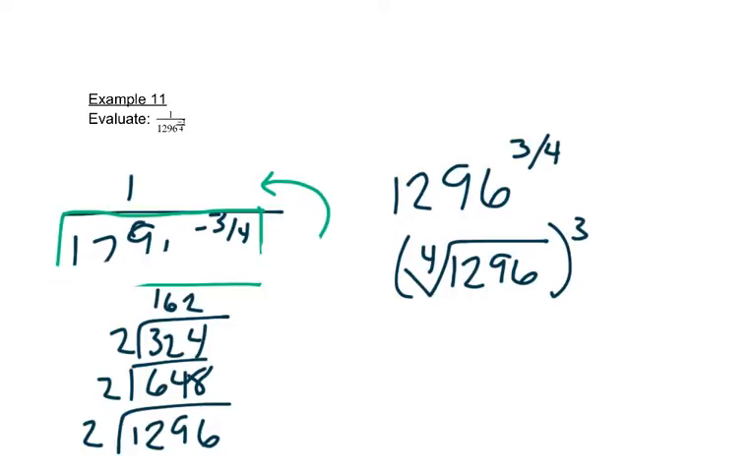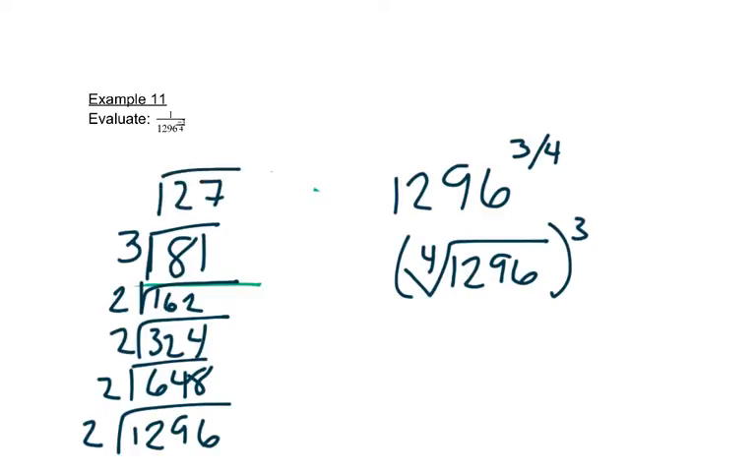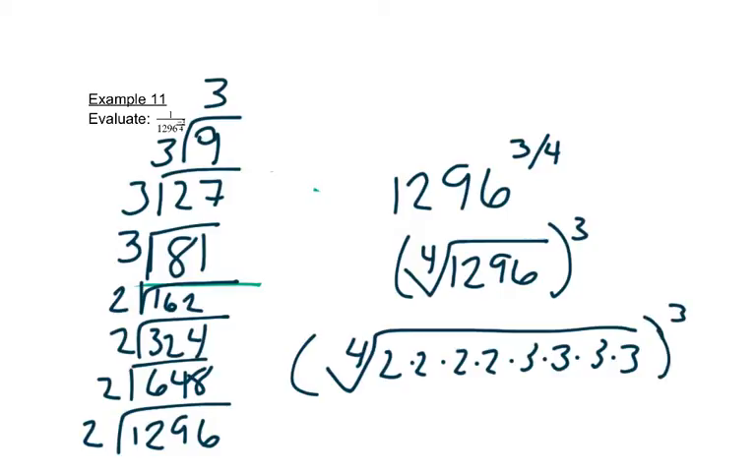Let me erase this to give me a little bit more room. And this is still even, so I'm going to divide that by 2. Now 81 isn't even, so I can try 3. And that gives me 27. I can divide 27 by 3, and that gives me 9. And I can divide 9 by 3, and that gives me 3. So I really have the 4th root of 2 times 2 times 2 times 2 times 3 times 3 times 3 times 3. This is all in parentheses to the 3rd power.